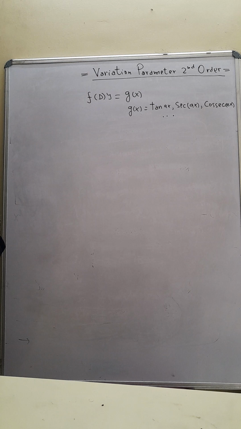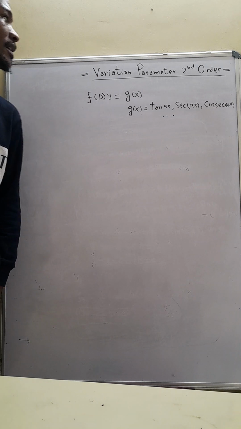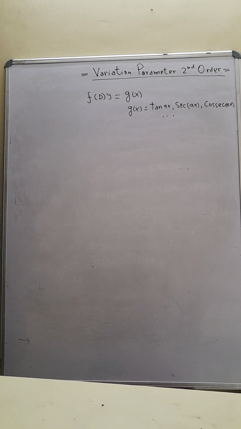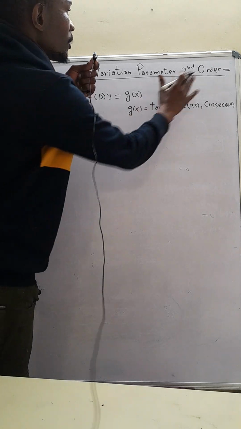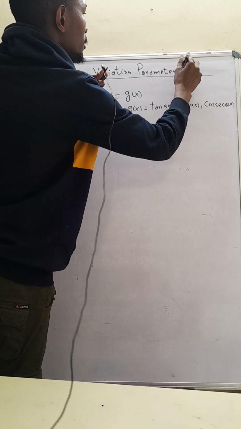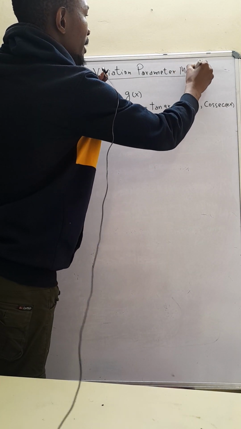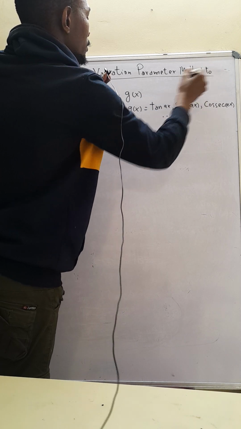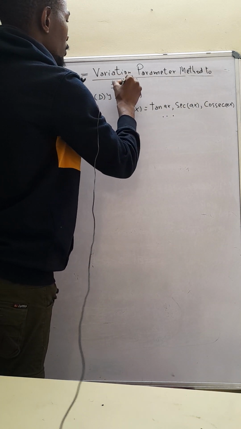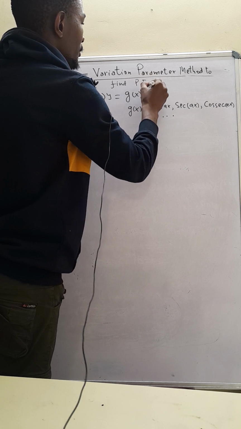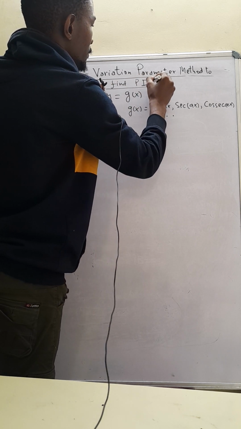So, variation of parameters, a method to find the particular integral. Okay, let me write here. There's a method to find it.